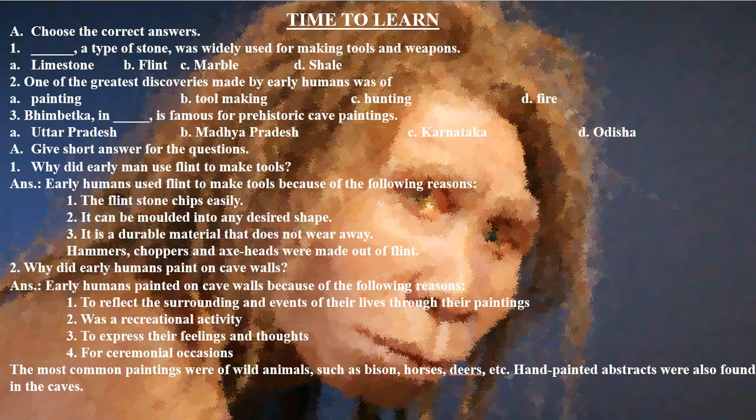Now it is the time to learn whatever we have discussed so far. The first one, choose the correct option. Correct answer: dash, a type of stone, was widely used for making tools and weapons. We have already discussed, flint was a type of stone which was widely used for making stone tools and weapons. Moving on to the second question.